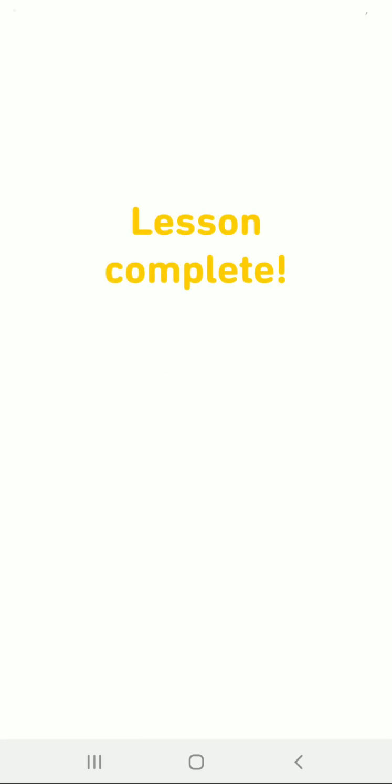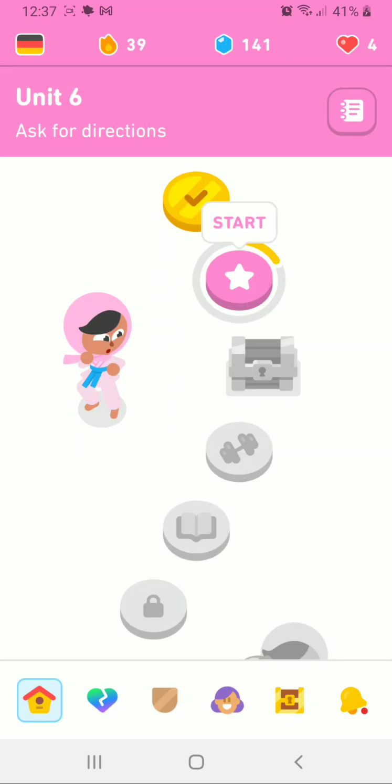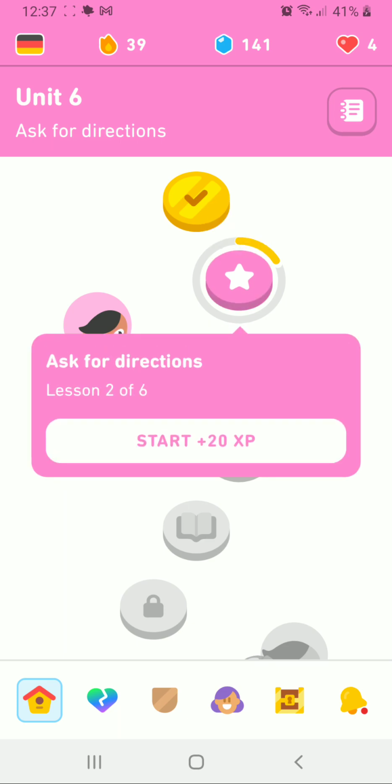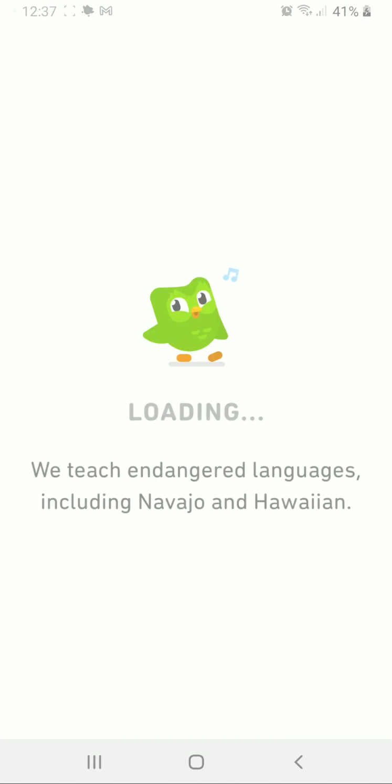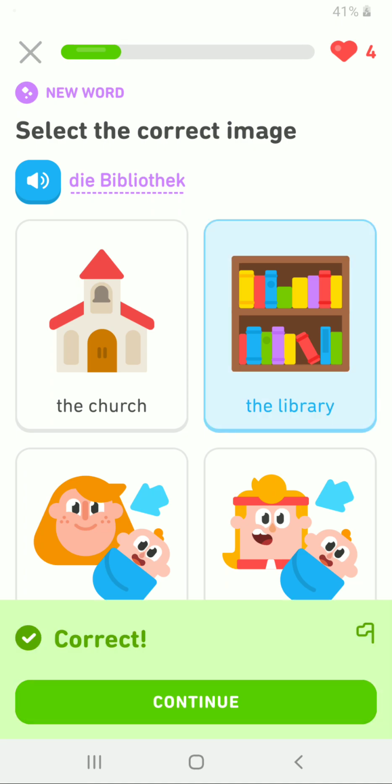So, nicely done. We also got 100% here. So, guys, let's continue. Let's do the second part. Maybe we'll also finish this lesson, okay? Die Bibliothek. Select the correct image. Die Bibliothek. Bibliothek, it's a library, of course.